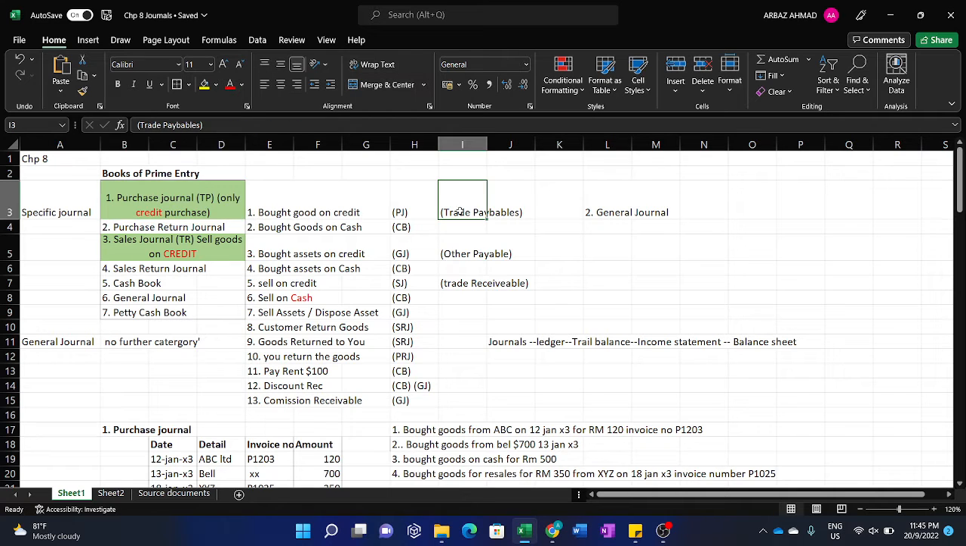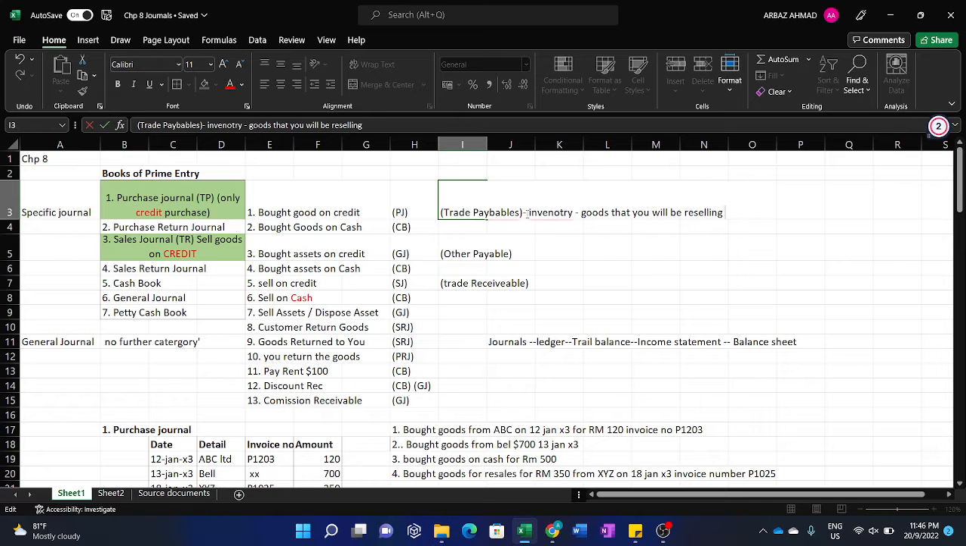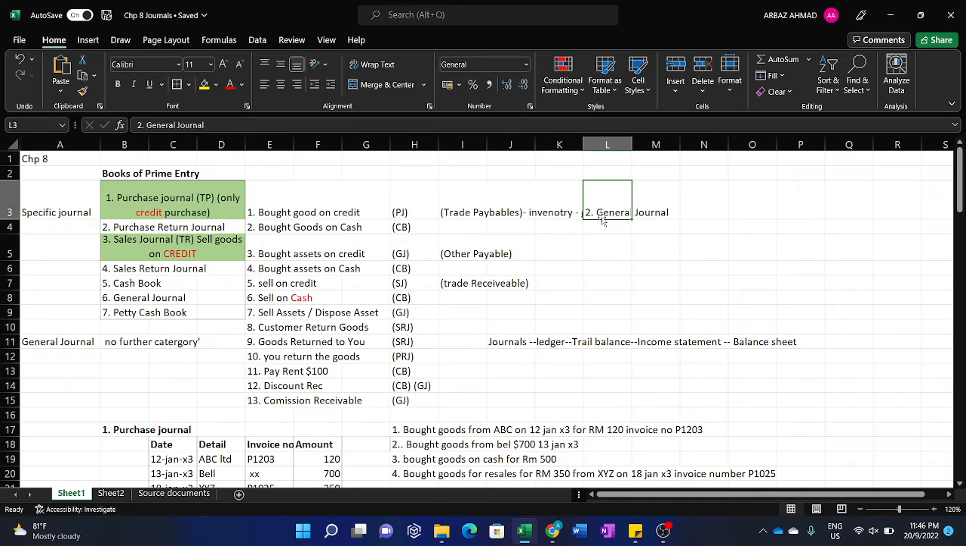The difference with trade payable is that you buy inventory from them, so you are only buying inventory from them. Inventory is the goods that you will be reselling. Now, non-current assets, what is the definition of non-current asset? The definition of non-current assets are the items you use for more than a year, for example the furniture or the machinery. You do not usually sell them unless it's spoiled or you want to upgrade it.